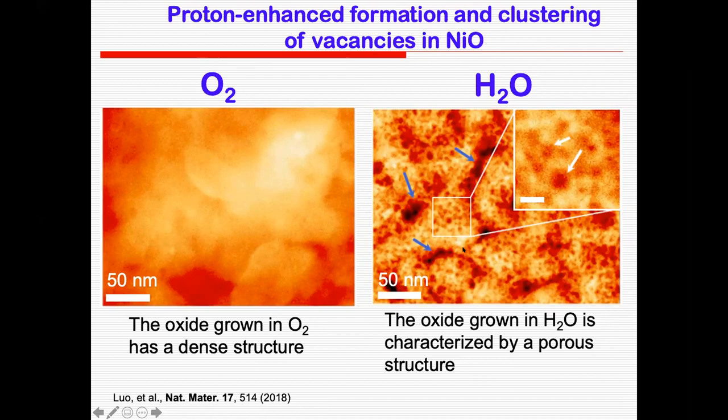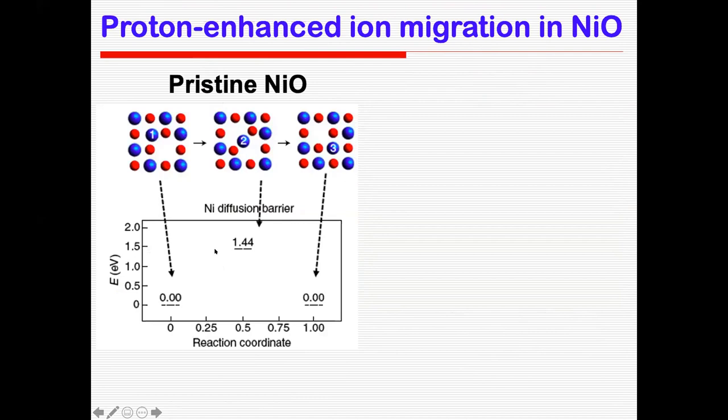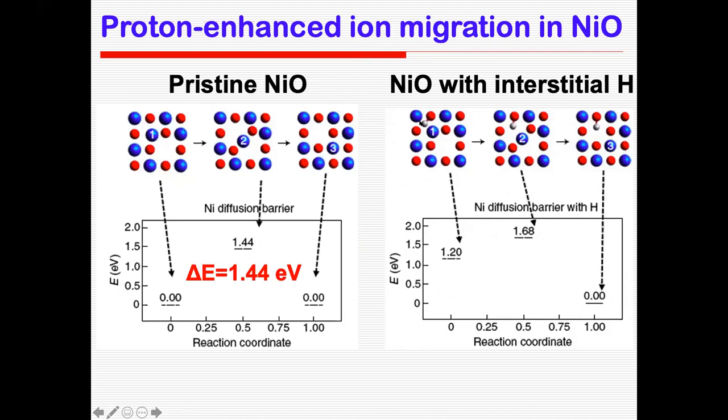This can also be further confirmed by DFT calculation of the diffusion barrier. Say we have a pristine lattice, the diffusion of atom 1 to atom 3 has to overcome a barrier of 1.44 eV. Now if you look at a lattice with the interstitial hydrogen atom at this location, and look at the same path, the diffusion of atom 1 to 3, the barrier is much smaller, just about 0.5 eV. Okay, so with the interstitial hydrogen, the diffusion can be faster, and also the structure is more defective. So this explains why the oxide formed from water vapor has a faster growth rate. It's because of the more defective structure and also the smaller diffusion barrier.